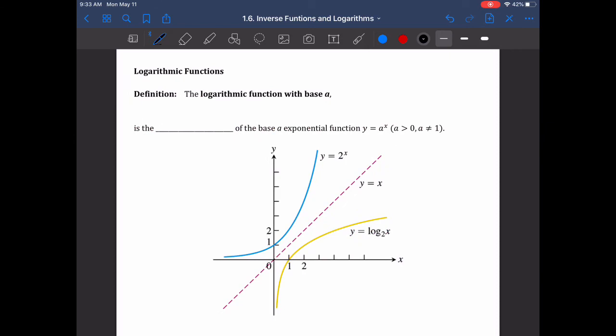Okay? So next is going to be the logarithmic functions, but I'm going to start that in a new video.